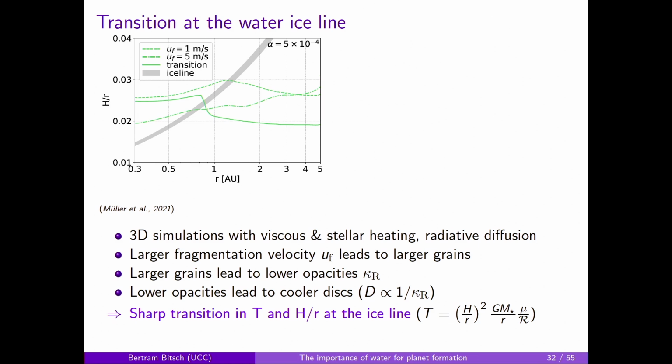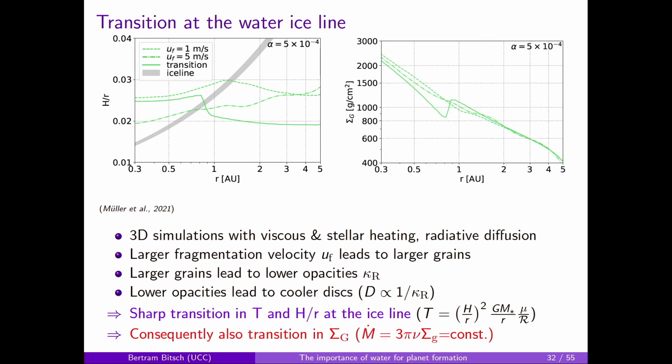And in the inner regions, we have a higher opacity, so we have a less steep temperature change. So we have this very steep gradient in temperature. But this very steep gradient in temperature directly gives you a gradient in the surface density of the protoplanetary disk, because the assumption is we have a constant accretion rate through the disk. So the accretion rate is the same at all radial positions. And then we get a transition.